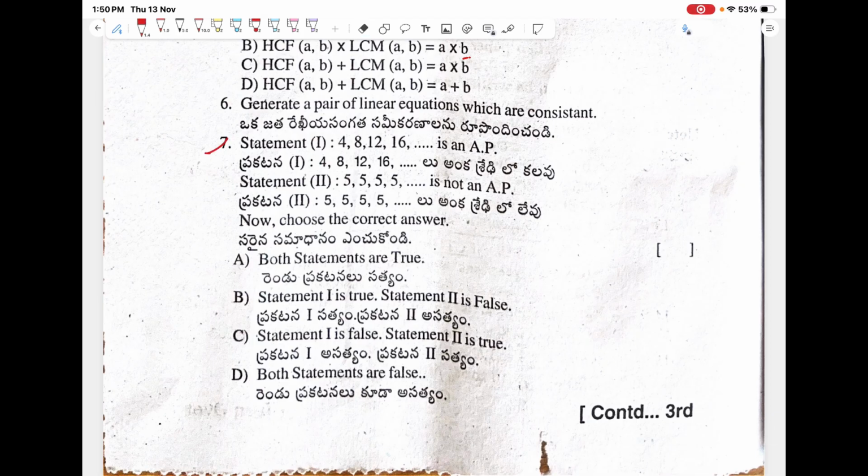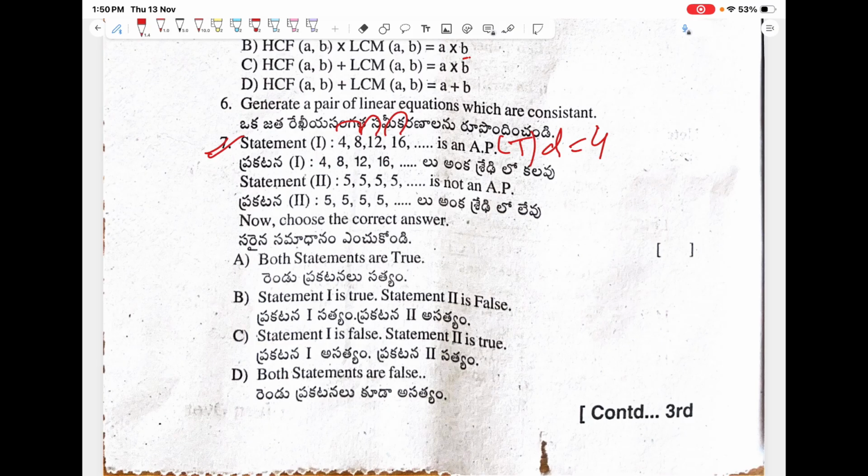Come to question number 7. Statement 1: 4, 8, 12, 16 is an AP. Whether the series of numbers follows the pattern of an AP or not, we will see. 8 minus 4 is 4, 12 minus 8 is 4, 16 minus 12 is 4. So they are maintaining a constant common difference. So the common difference is 4, and they are following the same. So in question number 7, statement 1 is true.